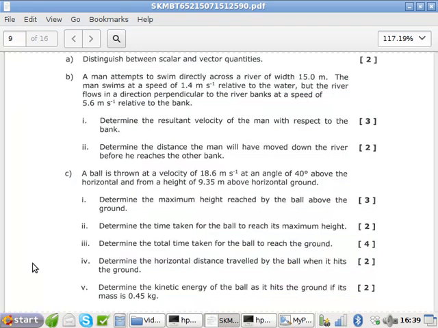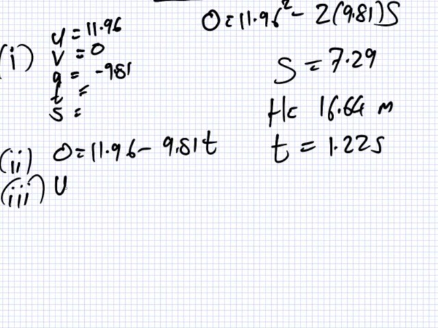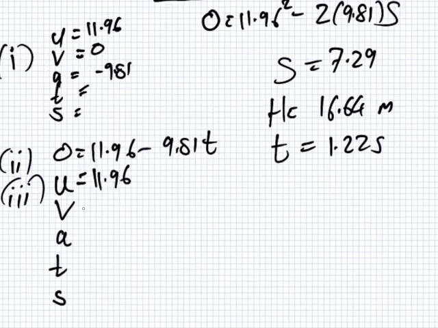The time taken for the ball to reach the ground. So again, do I look at horizontal or vertical? Vertical. Yeah, vertical. 11.96. V we don't know. A is minus 9.81. T we don't know. And what's S?